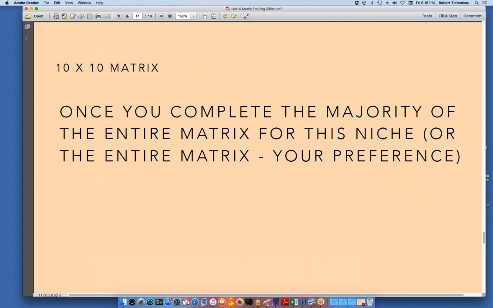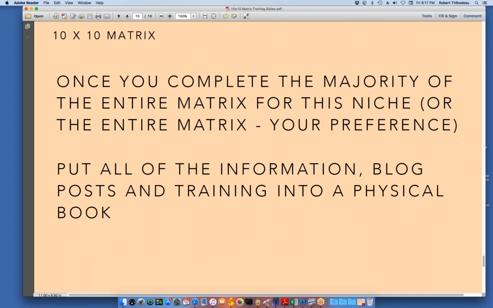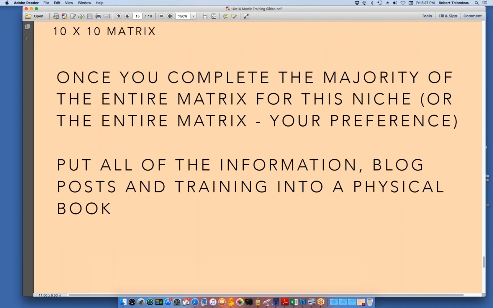Now, as you continue to go along and you complete the majority of the entire matrix for this particular niche, or the entire matrix, some people want to wait, if they've only got 2 to 3 paragraphs for each one of the subject areas, they may want to wait until they have the entire 10 by 10 matrix completed. Because what you can do then is you combine everything you've done and put all of that information, all the blog posts, all the training into a physical book. That's right, you're going to write your own book off of this 10 by 10 matrix.